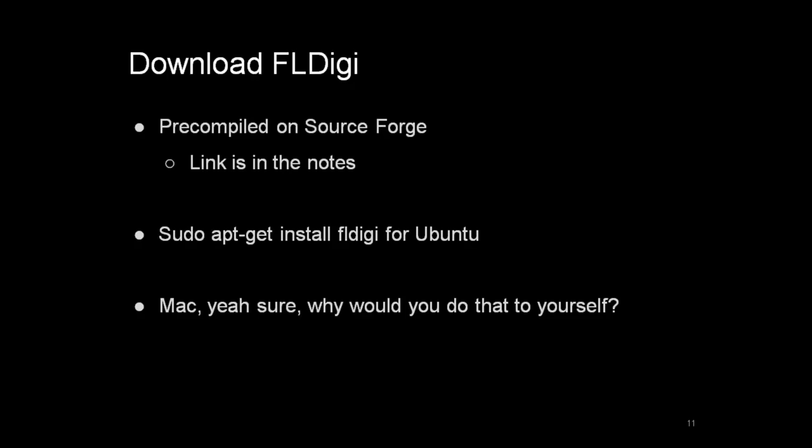So first thing you're going to do, in those notes, you're going to download FLDIGI. It comes on a site called SourceForge. The links, again, are in the notes. If you're running Ubuntu or Linux, this guy's running Linux right here, super easy, sudo apt-get install. If you don't know what I just said, don't worry about it. Mac, I don't know why you'd want to do that to yourself.